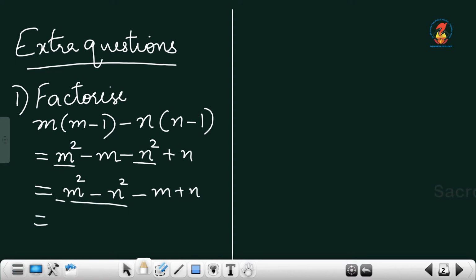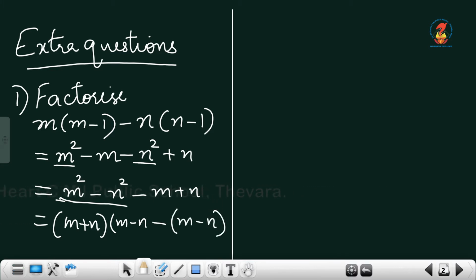This is of the form a square minus b square, which is equal to (a plus b) into (a minus b). So we can write this as (m plus n) into (m minus n). From here we can take out minus, so it becomes m minus n.